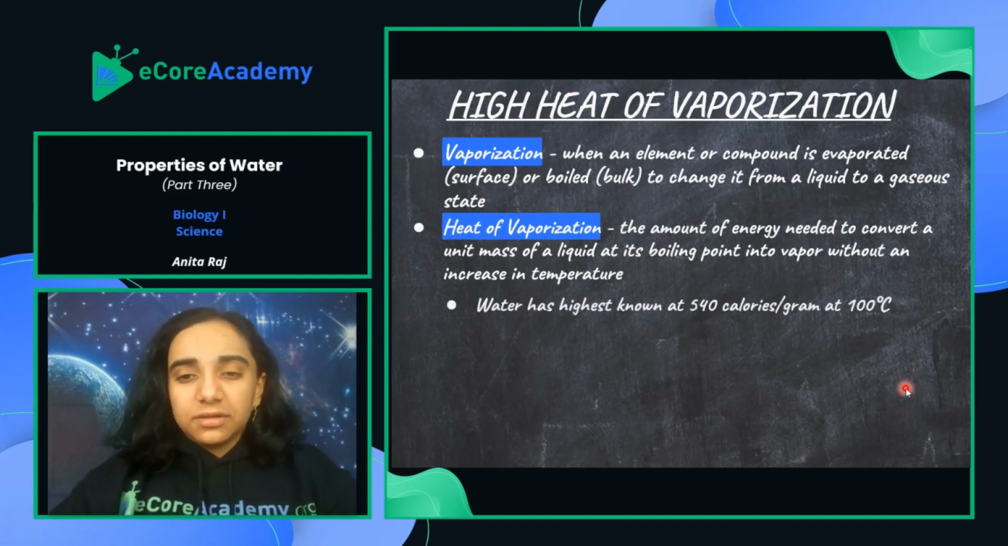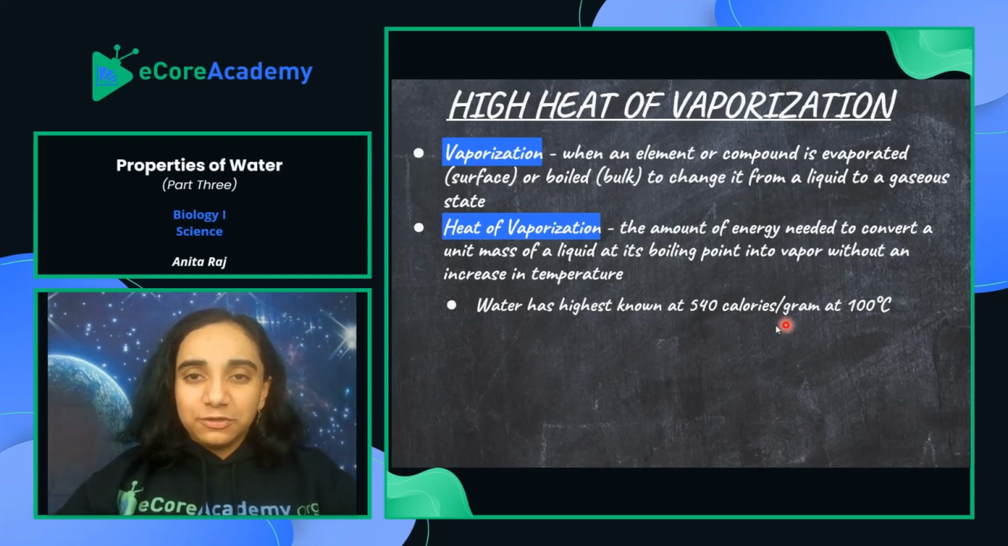And water has the highest known heat of vaporization. That's why I call this high heat of vaporization. It's 540 calories per gram at 100 degrees Celsius. So 100 degrees Celsius is the boiling point. You obviously don't need to memorize this, but for all of you who like numbers, who like to quantify things, I thought this would be just cool to include.